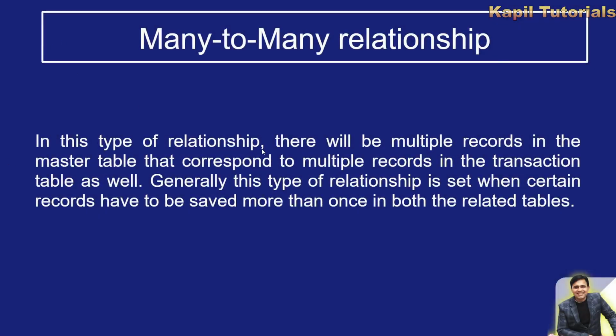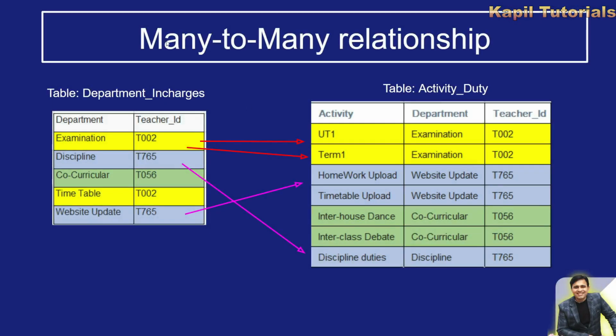In this type of relationship, there will be multiple records in the master table that correspond to multiple records in the transaction table as well. Both sides will have multiple relations. It will correspond to multiple records on both sides. Just now I'll show you that also. Generally, this type of relationship is set when certain records have to be saved more than once in both the related tables. Now here, duplicacy can be there. Just now it will be clear. With this practical example you will be clear.